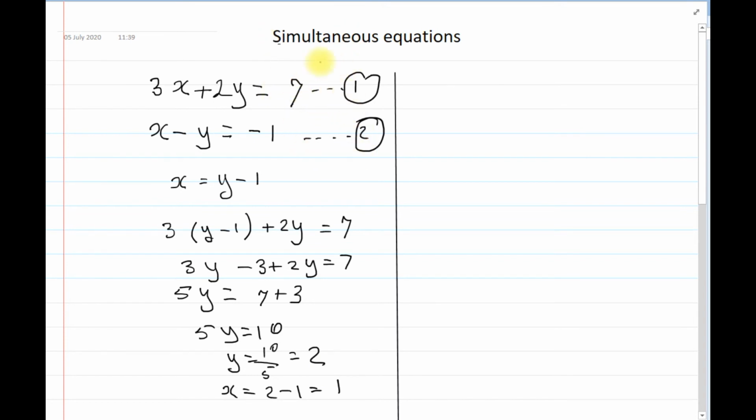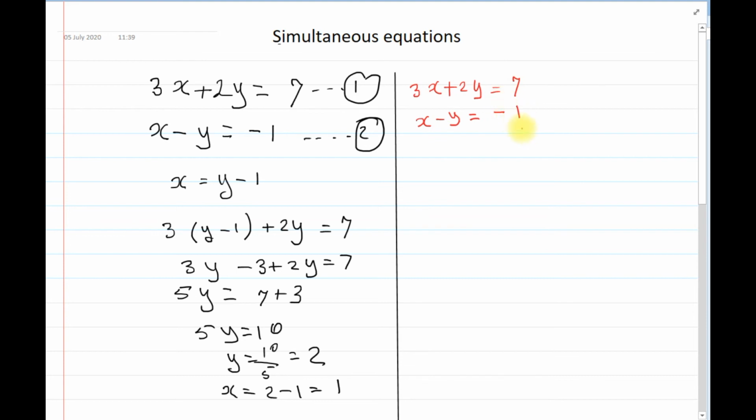Now, how would we solve this same question using the method of elimination? Let's do this in a different color. Our equations were 3x plus 2y is equal to 7, and x minus y is equal to minus 1.